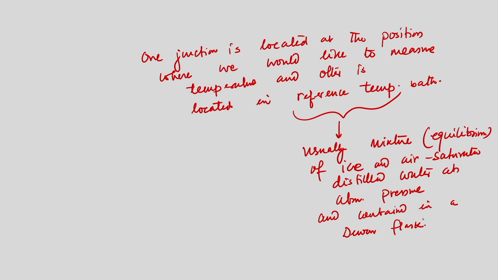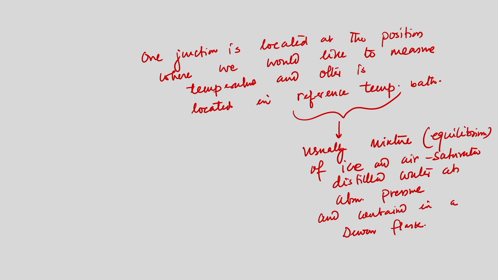The mixture, so what is done? One junction is located, of course, that is what I was telling, at the position where we would like to measure the temperature, while the other end will be located in the reference temperature bath. And the reference temperature bath is usually the mixture of ice and air saturated distilled water, and the temperature which will be produced is 0 degree Celsius.